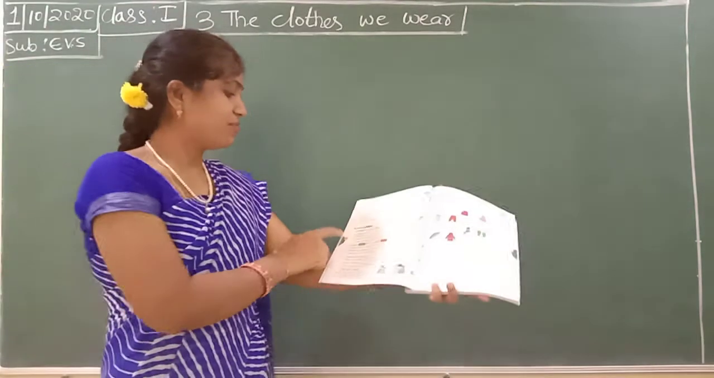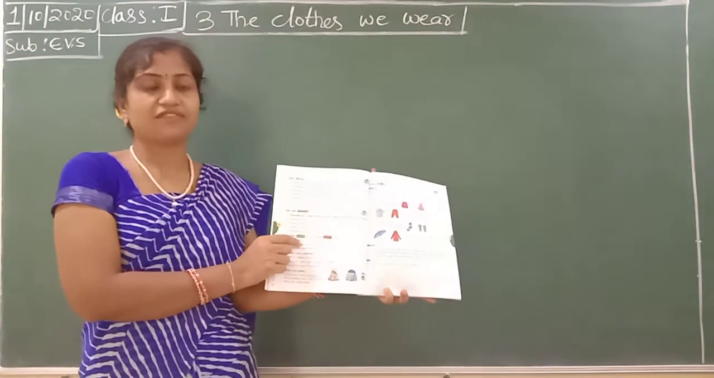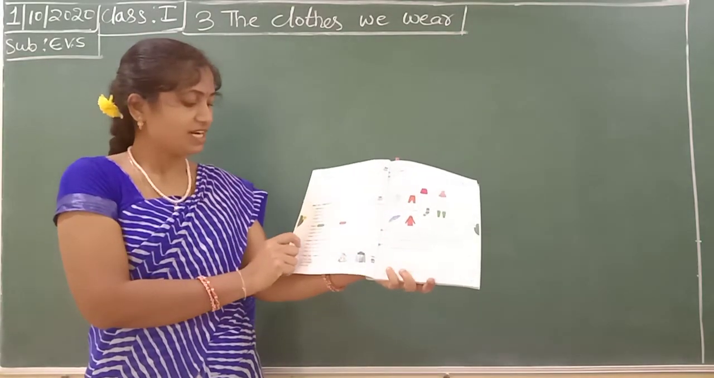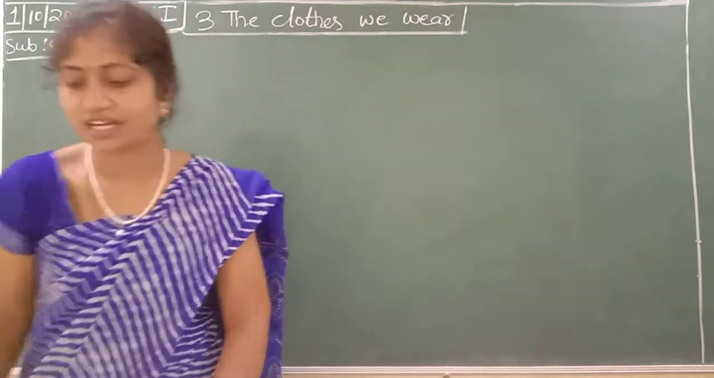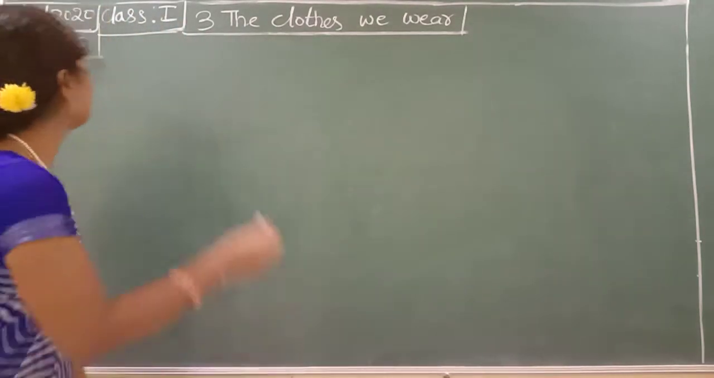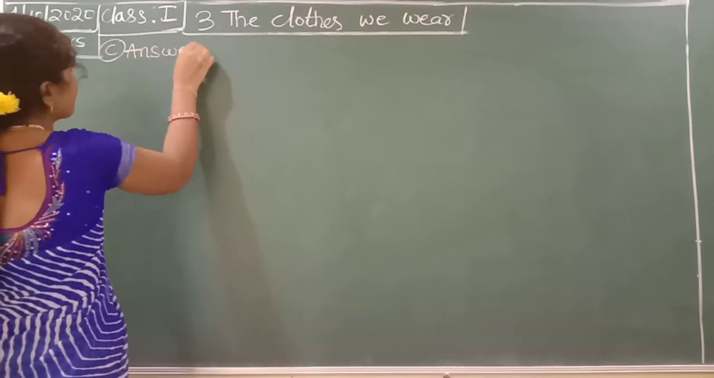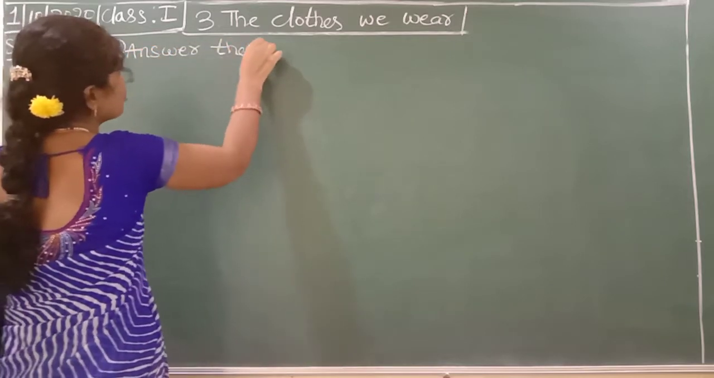Yesterday we finished A bit and B bit. Color green for yes, red for no. That bit completed, no? Yesterday? Okay, children, next answer these questions. You have to write in your class work. See bit. Answer these questions.